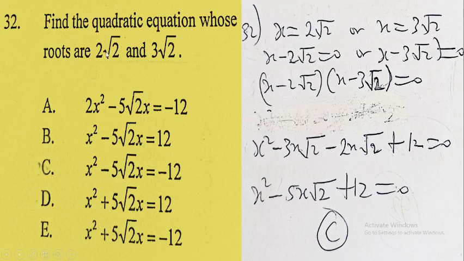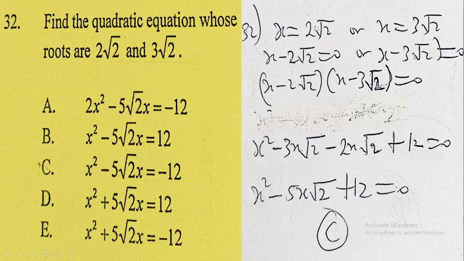So question number 32, we have to find the quadratic equation whose roots are 2 root 2 and 3 root 2. So we are looking for the quadratic equation which has these two roots. We don't know the quadratic equation, so we can pick a variable to represent the unknown in that equation. In this case, we pick variable x. So if these are the two roots, that means x will be equal to 2 root 2, or x will be equal to 3 root 2.